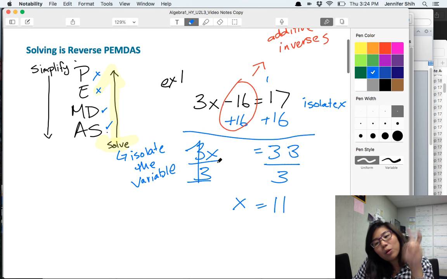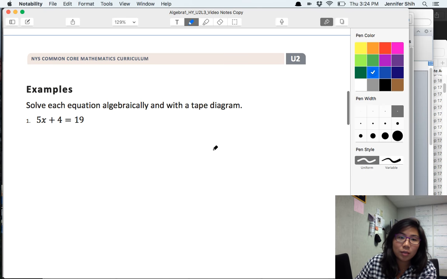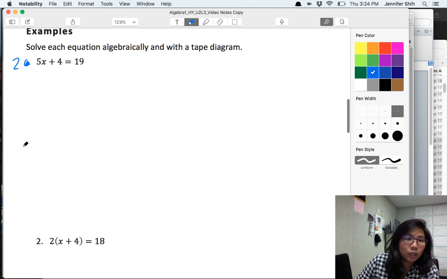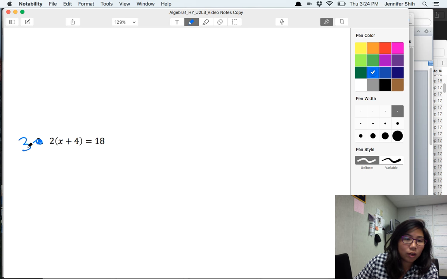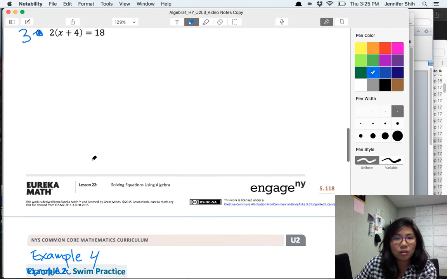Now what we're going to do is solve both algebraically and with a tape diagram. So get ready. Here are some examples. It says 1 again, but I'll cross this off and write 2. I'll cross this off and write 3. I'll see if I can fix this. Example 4 is coming up. So we have 4 examples for the rest of this video.